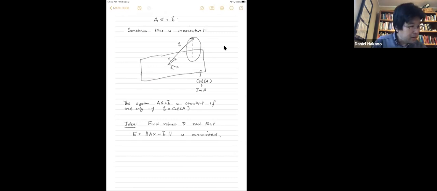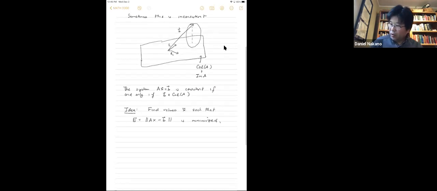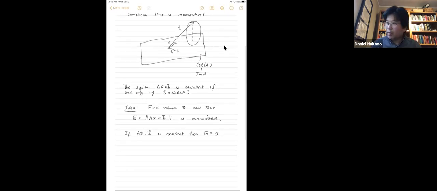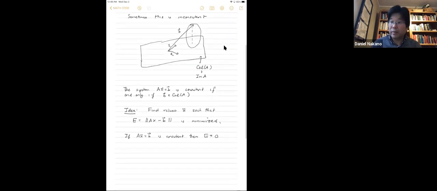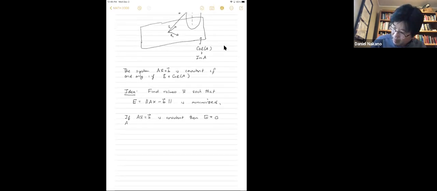All right. Now, if AX equals B is consistent, then E is equal to 0. So if AX equals B is consistent, then you don't have to worry about anything. E is actually equal to 0. Okay, so let's assume that B is actually not in the column space.